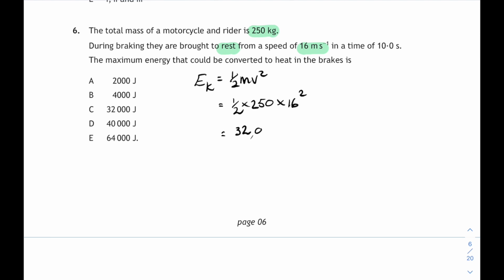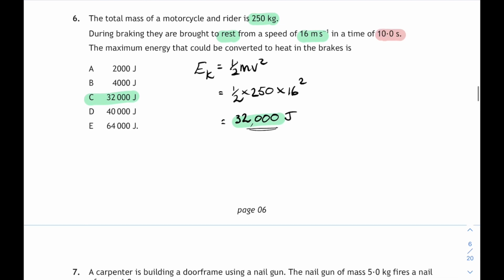Now that is the kinetic energy of the motorcycle and the rider, so that is the amount of energy that has to be changed into heat in order to bring the motorcycle to rest. So, energy conservation. Question 6, C. The 10 seconds there, nothing to do with the question.